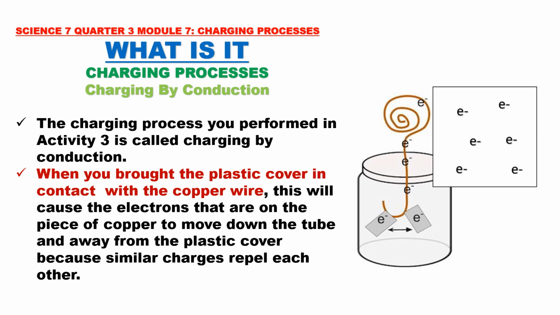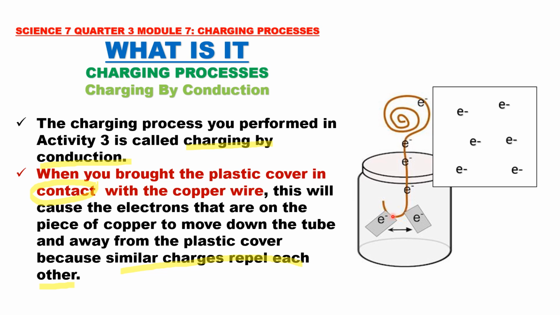The charging process you performed in Activity 3 is called charging by conduction. When you brought the plastic cover in contact with the copper wire, this caused the electrons on the piece of copper to move down the tube and away from the plastic cover because similar charges repel each other. In our experiment number 3, we placed a negatively charged plastic cover in contact with a copper wire. Now, our copper wire was neutral, but when we touched it with our plastic cover, the electrons moved down the tube and away from the plastic cover.